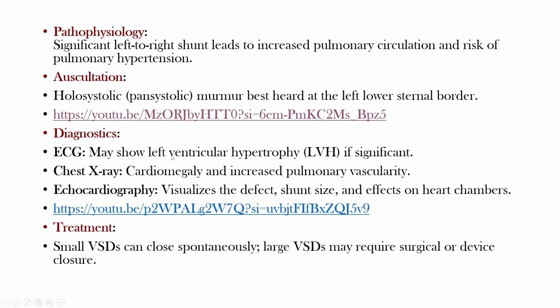Then for the ECG, we'll see a left ventricular hypertrophy, and the chest X-ray will show cardiomegaly and increased pulmonary vascularity. The echocardiogram is the best one. You can see the location, the size, and if it's present or not. And actually, I have a video this time, so let's see it.